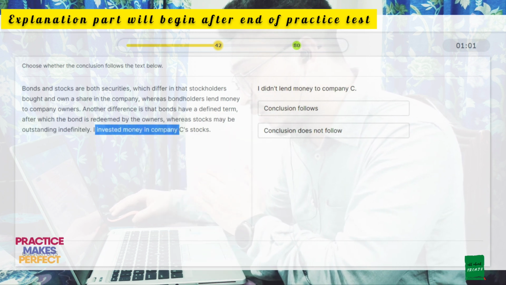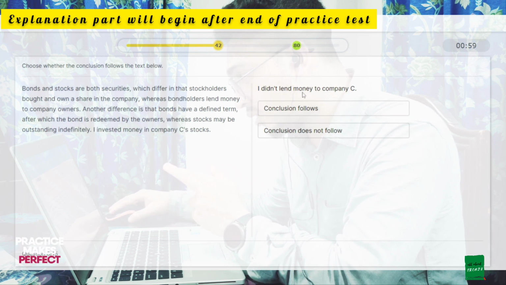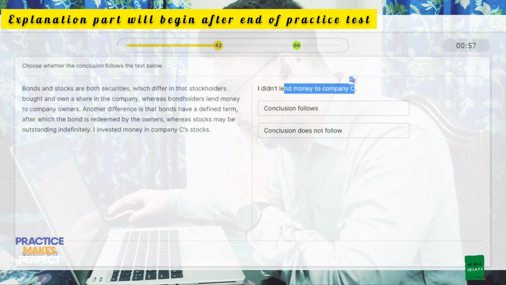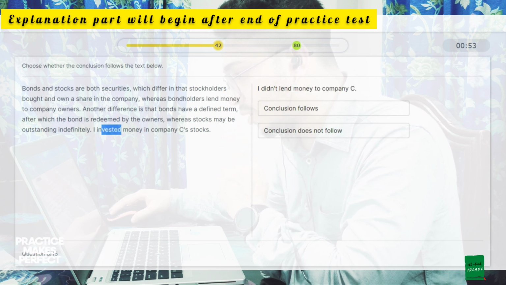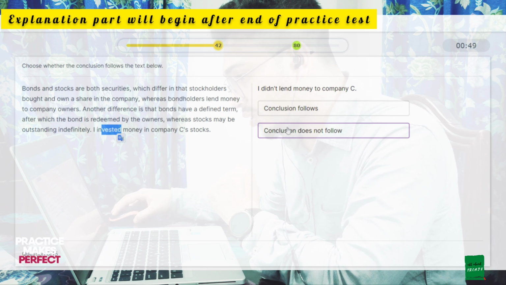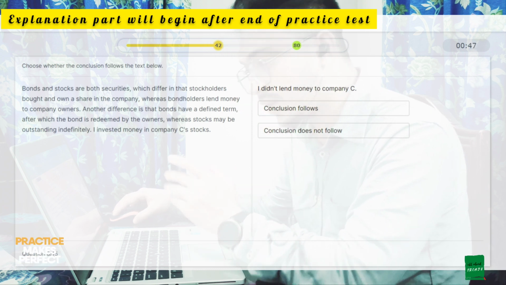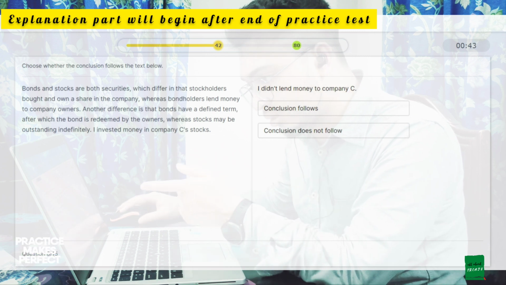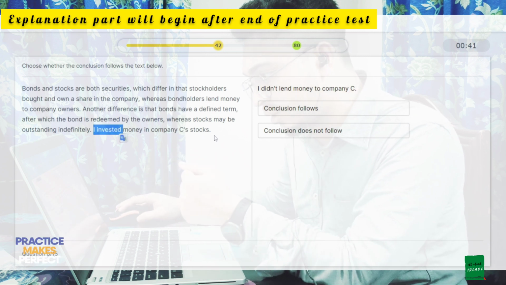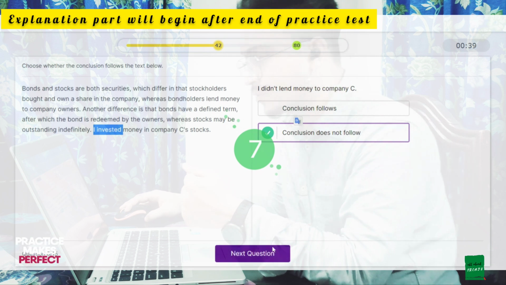So I invested money in C stocks. I didn't lend money to company C. It says I invested money. So that means I think the conclusion does not follow, because if you see the question here, the commentator already said that he invested money. So the conclusion. Oh, that's right. Yeah, absolutely.